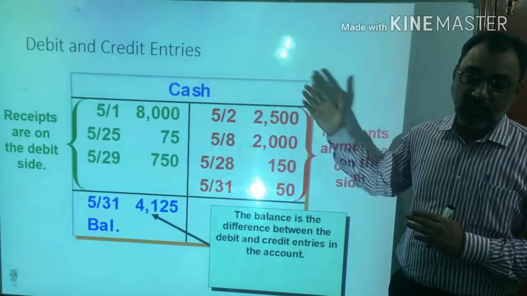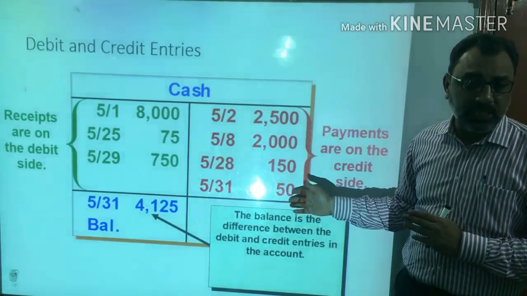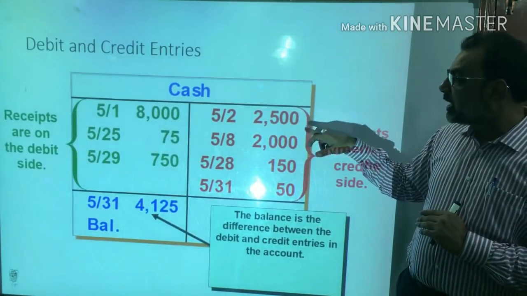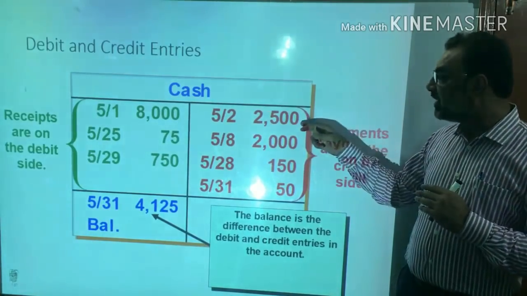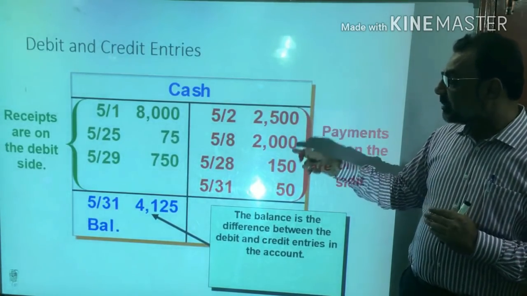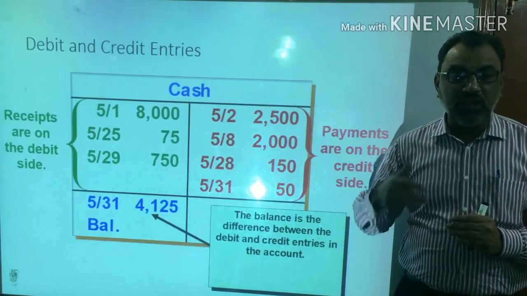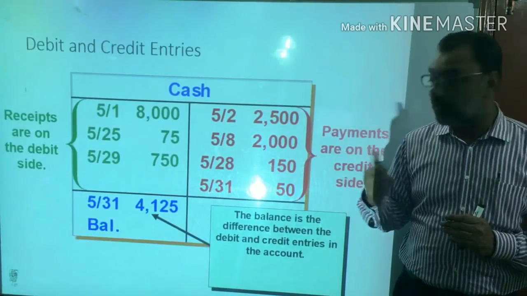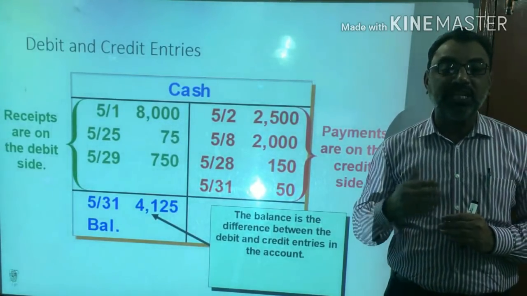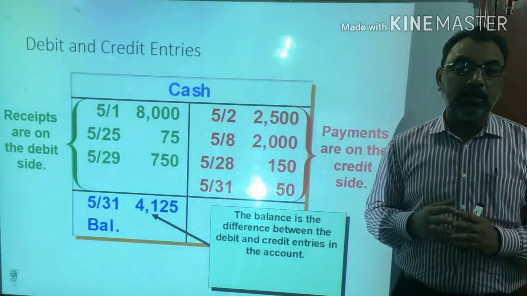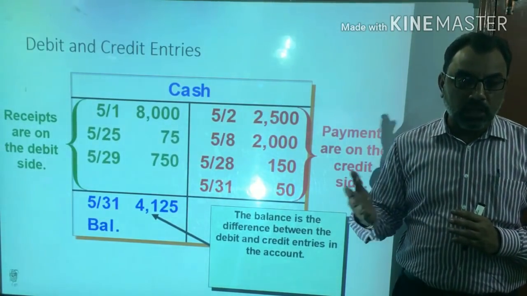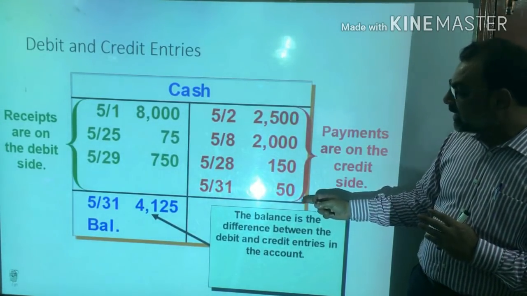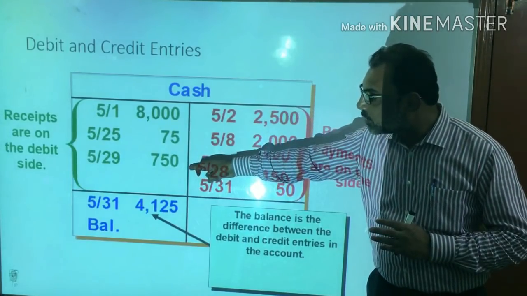Similarly, on the credit side, we have mentioned where the cash is going out of the business. The nature of cash is an asset, so when the asset decreases, it will be posted on the credit side. You can see the cash has gone out: we purchased tools and equipment worth 2,500 and paid cash. Similarly, we paid 2,000 for the truck we bought. We paid 150 to our suppliers from whom we purchased the tools and equipment, and finally we paid for the fuel and gasoline used for the earth mover and to run the truck. So these payments are mentioned on the credit side, and the receipts of cash are mentioned on the debit side.